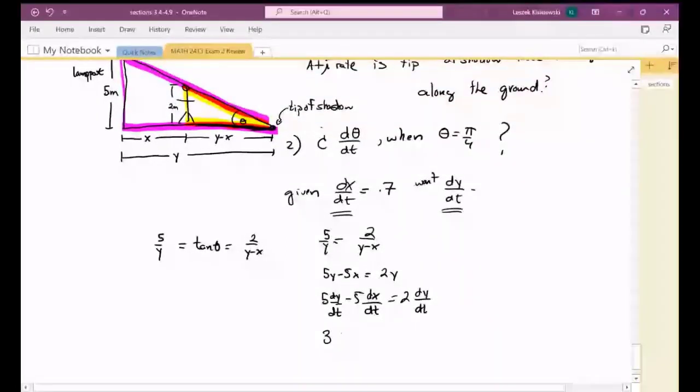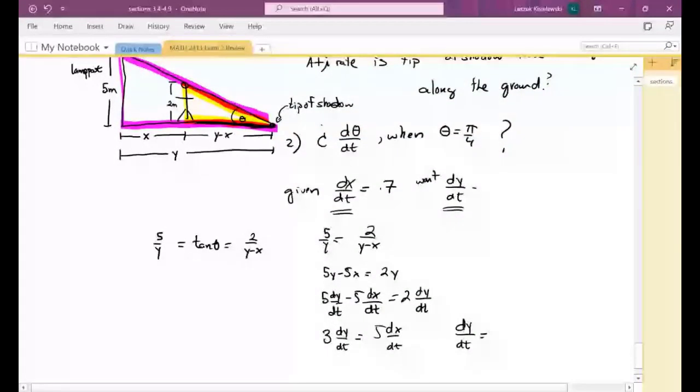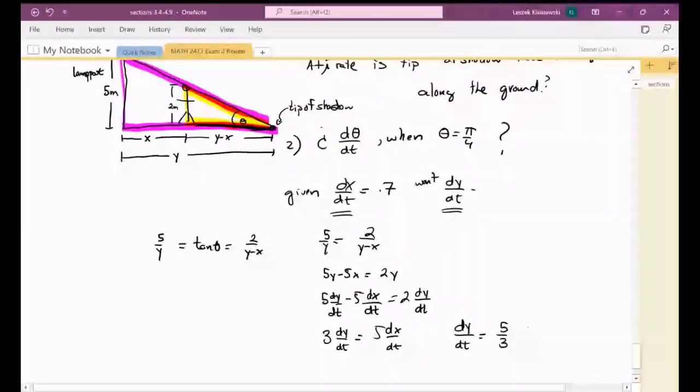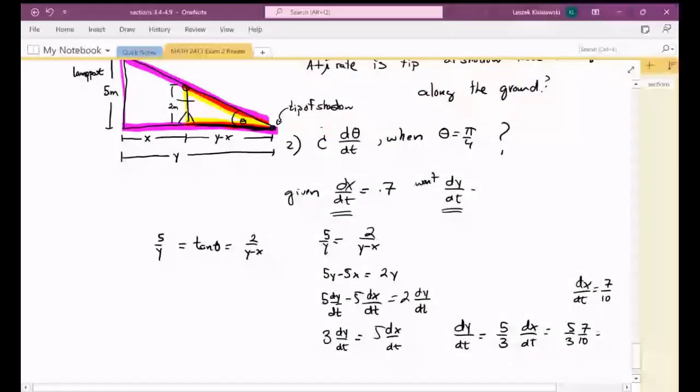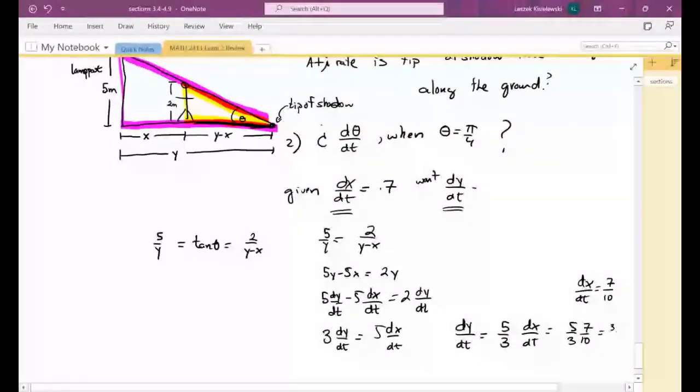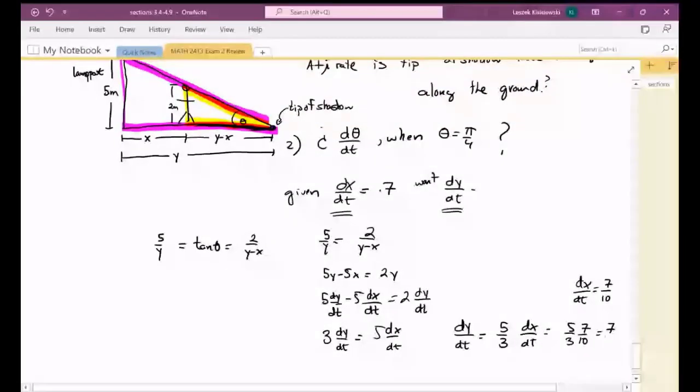We get 3 dy/dt. It's 5 dx/dt. dx/dt is 0.7. So whatever that number happens to be. Right? dx/dt is 7 over 2. Seven divided by 6. Is it 6? Yeah, it is. Thank you. There we go. So now we know.